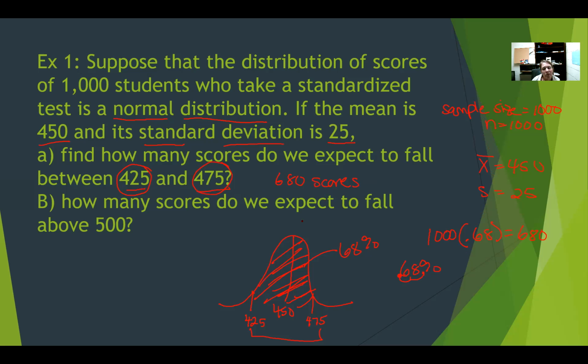How many scores do we expect to fall above 500? Okay, well, let's go ahead and finish our normal graph, right? Our mean is 450. We know one standard deviation is 475 and 425. Okay, that's one. Let's find the two. 475 plus 25 is going to be 500. And then 425 minus 25 is 400. So two standard deviations would be that. And then we go 25 more would be 525, and 25 this way would be 375. And this is your 3 standard deviations, okay?